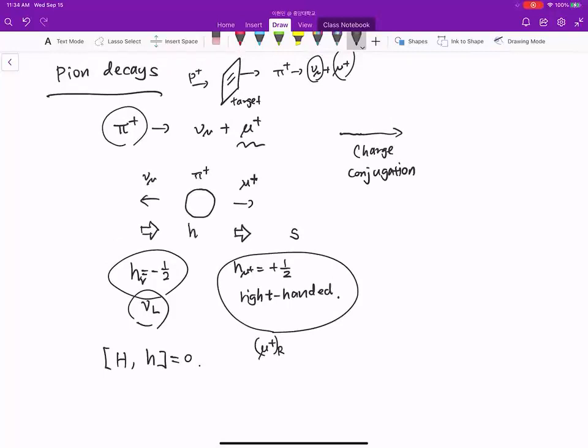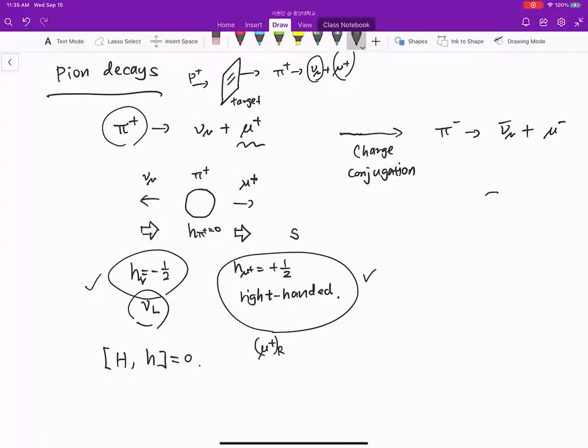Because initially the helicity is equal to 0, because of helicity conservation the sum of the helicities of the neutrino and anti-muon must be equal to 0. Because of that, once you determine the helicity of the anti-muon, you can infer the helicity of the neutrino. And now we take the charge conjugation of the same process. Then you can see that the positively charged pion changes to a negatively charged pion, etc.